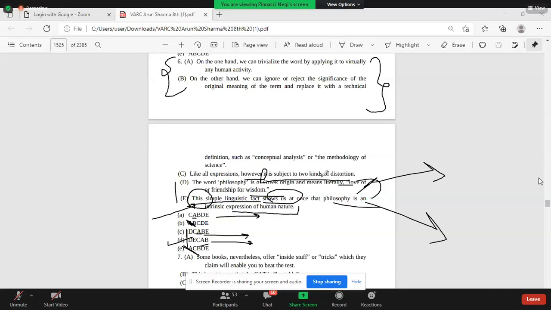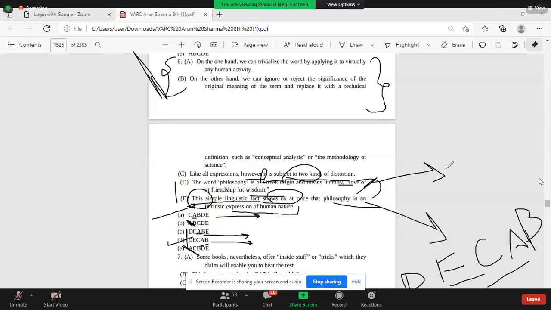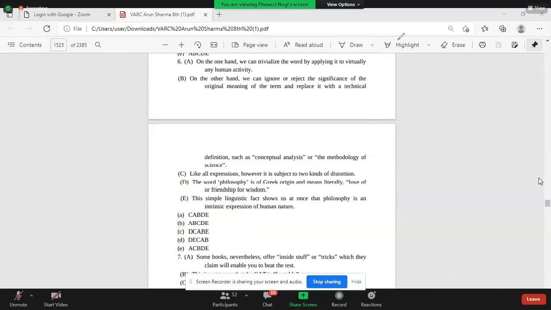ये "two" जो चीज है, this word "two", it has to be this, right? So for sure, आपका the sentence begins with D, it has to be followed by E. C further explains that idea, and finally you have the two distortions A and B. D, E, C, A, B. Okay students, so students, this was about parajumbles.